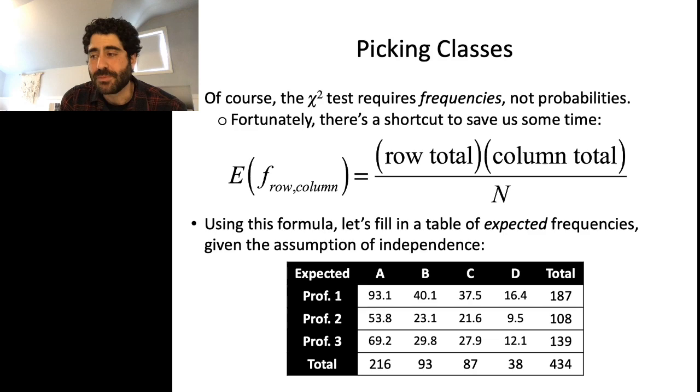And so we're making the assumption that all of the professors are grading the same way. And by doing that, we can predict what our frequencies should look like under that null hypothesis.